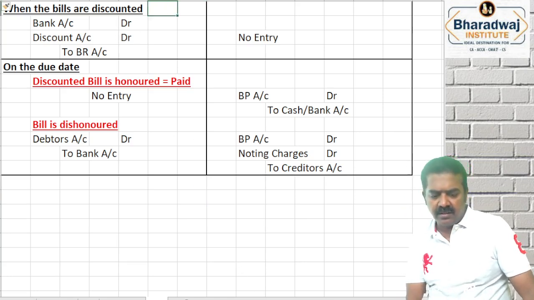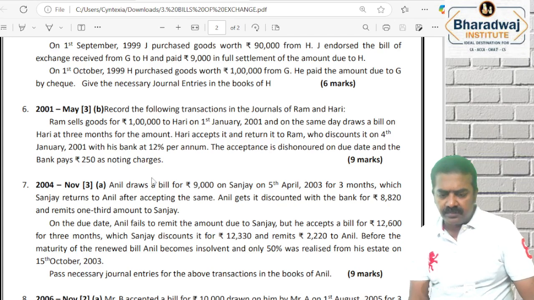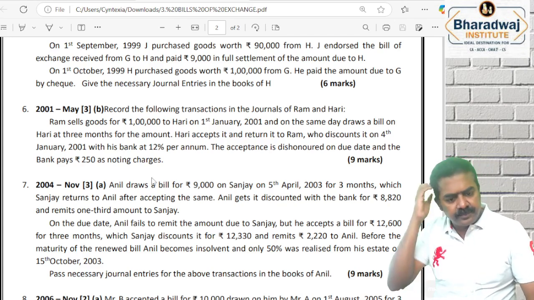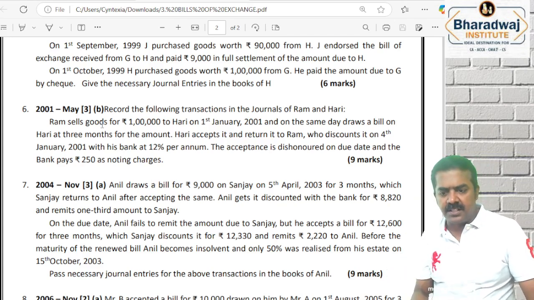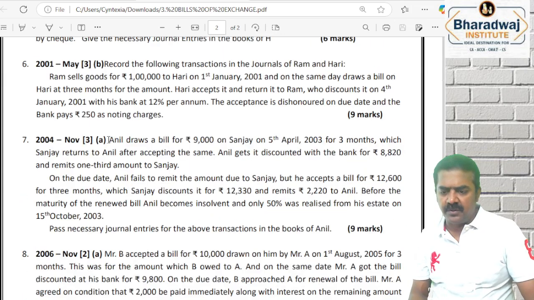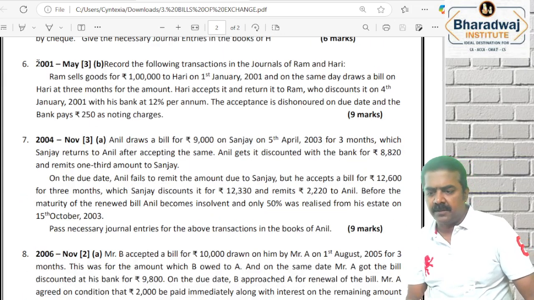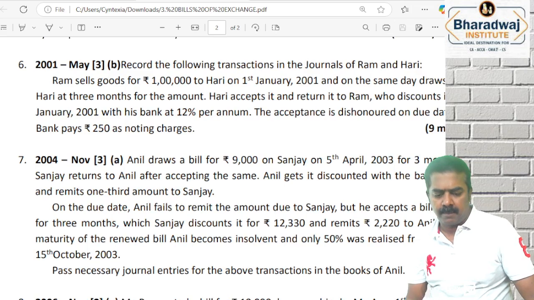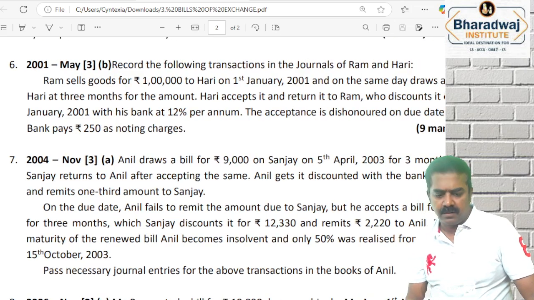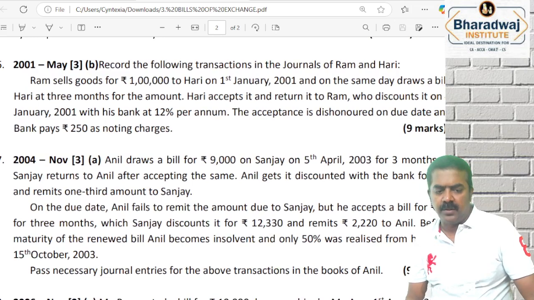Shall we come to the material? Come to the material. Question number 6. Other questions we will do. Read question number 6.